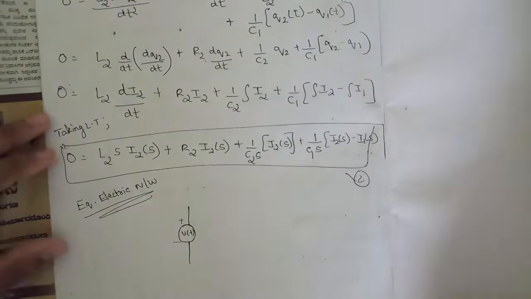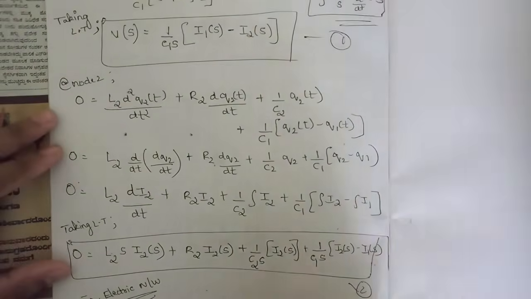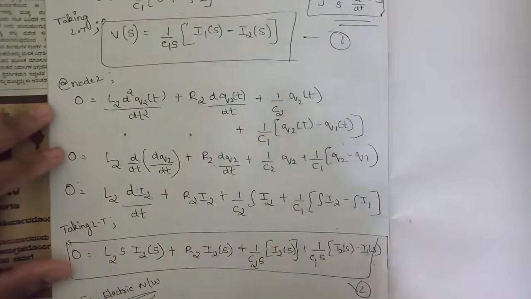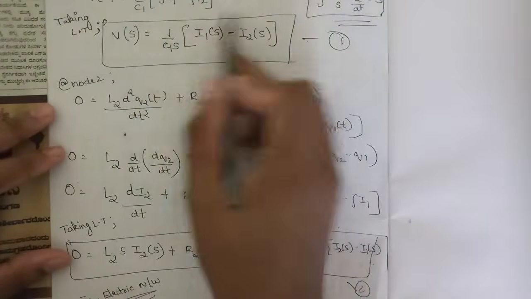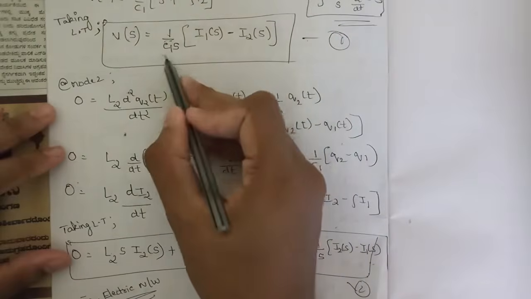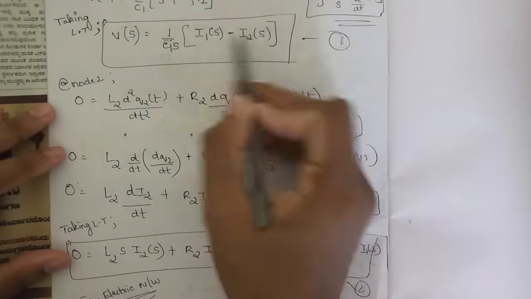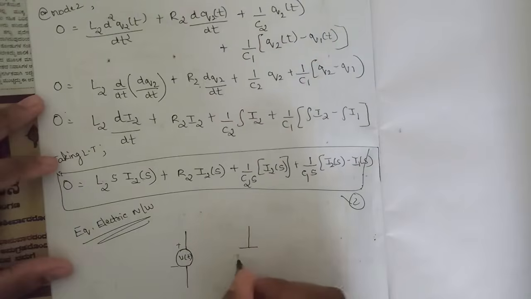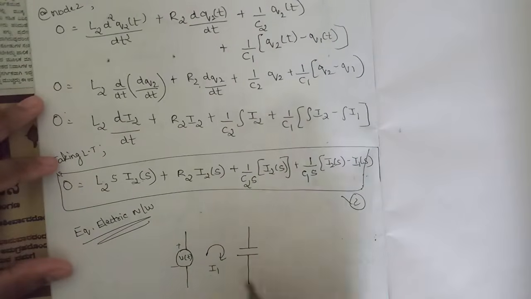So first, see the first equation, 1 by C1 of S into I1 of S minus I2 of S. This is in the S domain, and in order to write the circuit we need to use the T domain. Seeing this equation, we can say that this capacitor C1 is between I1 and I2. See here properly, C1 is between this loop I1 and I2, okay.